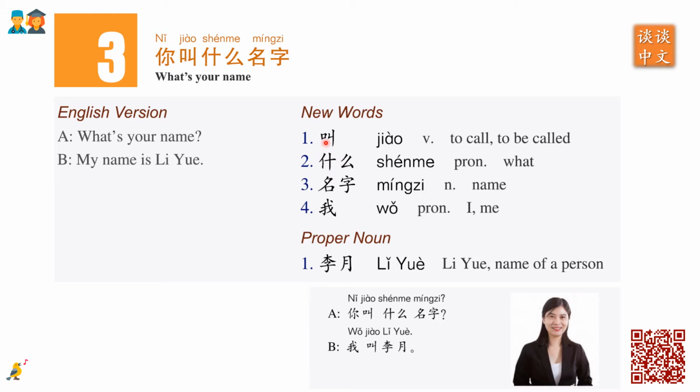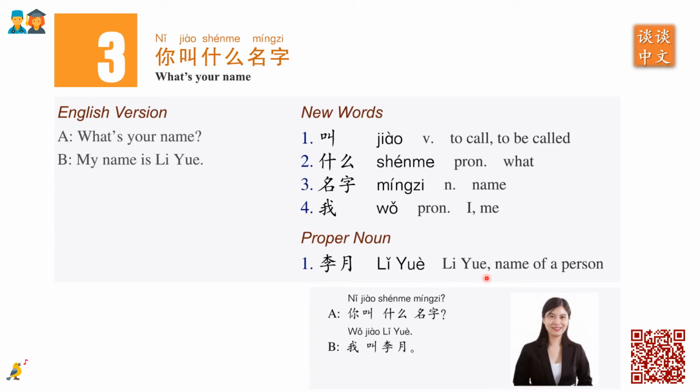叫什么? 叫 is to call. 什么 is what. 名字 is name. 我 is me, I. So don't forget these two words, 我 and 你. 我 is I, 你 is you. 李月 is Chinese name of a person.